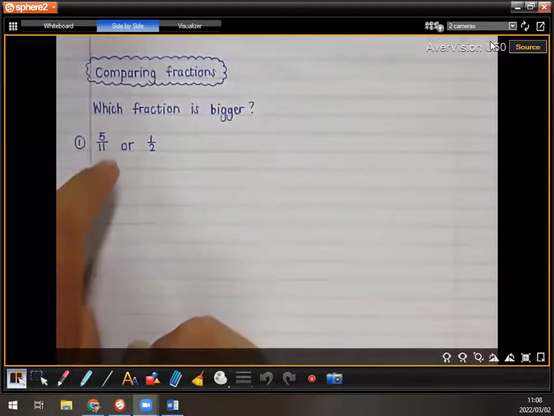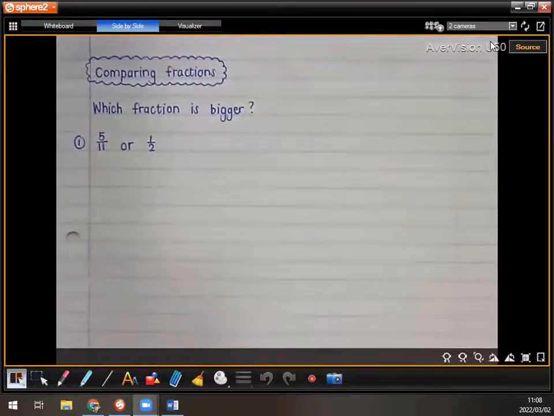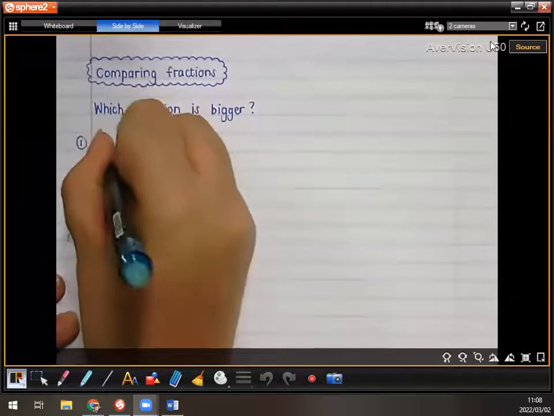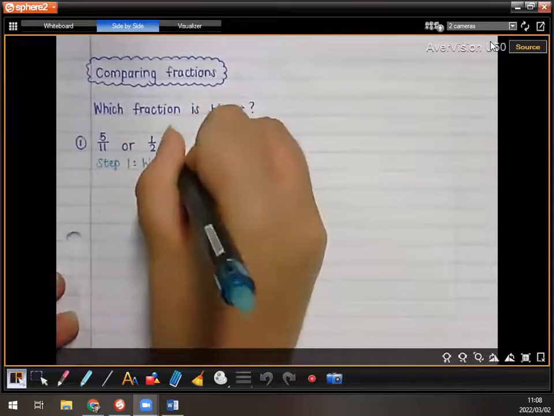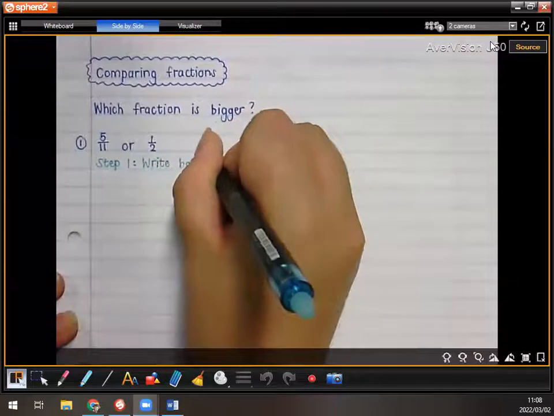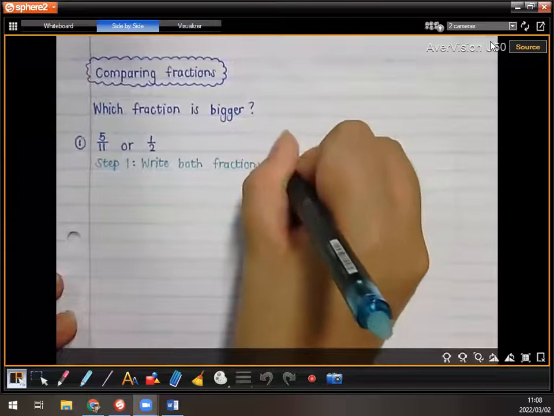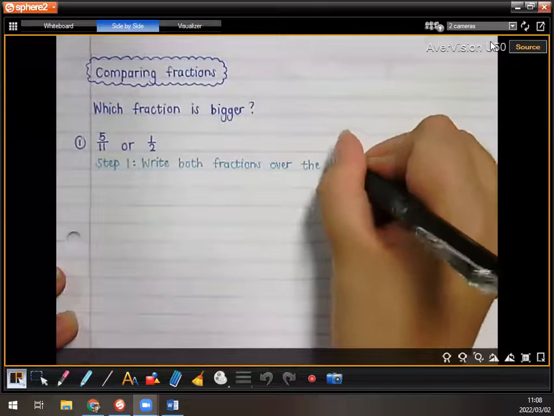At the moment, my one denominator is 11. My other denominator is 2. So what I'm going to do is write both of these fractions with the same denominator. Then it will be very clear which one is bigger. So we're actually going to find the LCD. That's the first step. Step one: write both fractions over the same denominator.